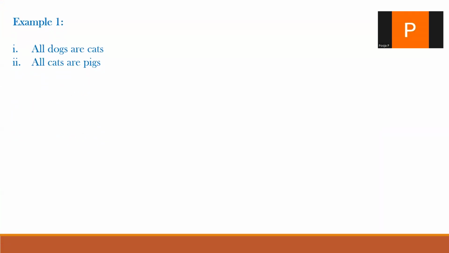So the first example: all dogs are cats and all cats are pigs. I want you guys to tell me which is the subject and which is the predicate in each of these premises. In premise 1, dogs are the subject and cats are the predicate. In premise 2, cats are the subject and pigs are the predicate. And the middle term is cats. Good, you identified that the middle term is cats.